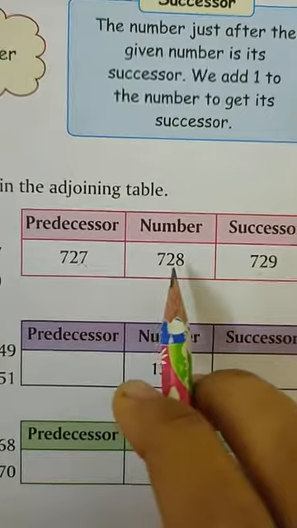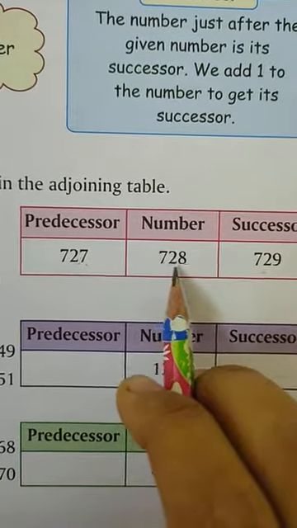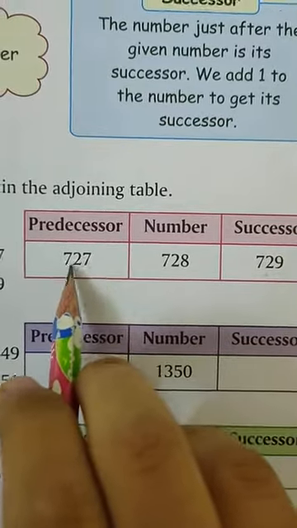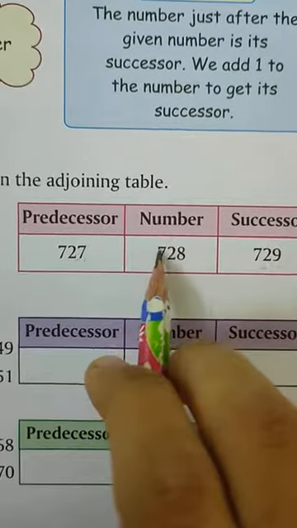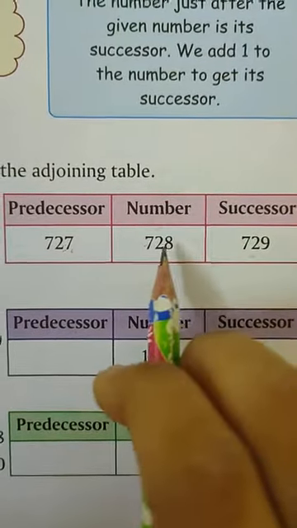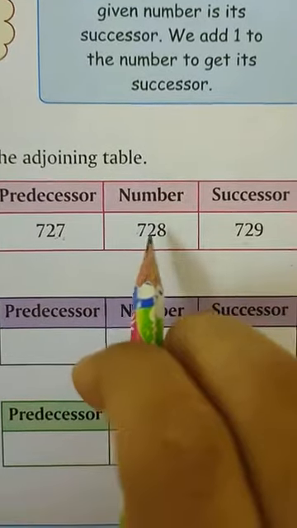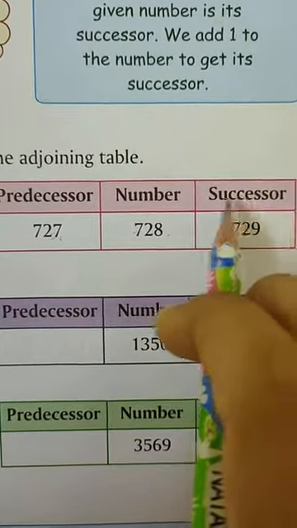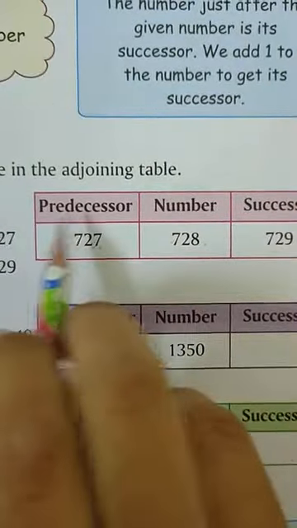Have you noticed? This is the number and this is the number just before the given number. This is 727 before 728 and this is the number just after the given number, 729. So this is successor, this is predecessor.